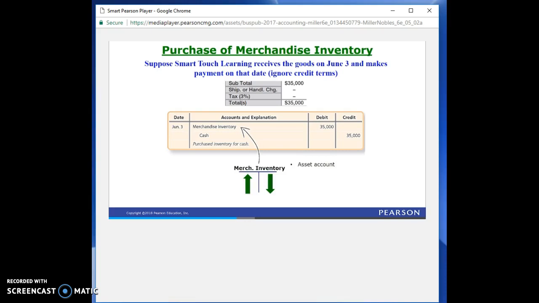Merchandise inventory is an asset account, therefore it increases on the debit side and has a normal debit balance. The merchandise inventory account is only used for goods intended to be sold to customers, so do not confuse merchandise inventory with office supplies or equipment. Office supplies are not intended to be sold to customers, nor is equipment. Therefore, these two accounts are separate accounts. Merchandise inventory is what we use to keep track of those goods specifically intended to be sold to those consumers.